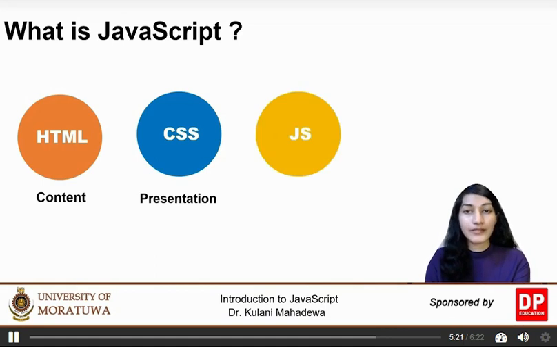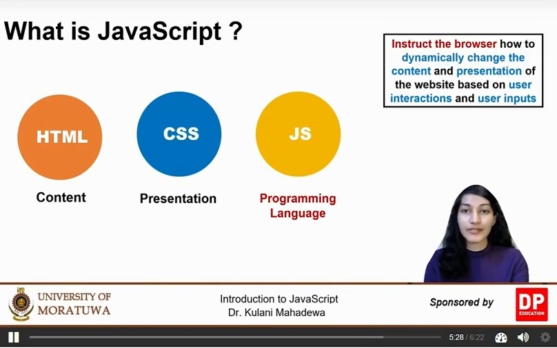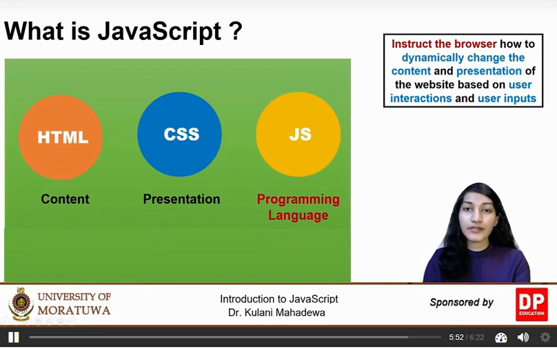So, what is JavaScript? It is the programming language of the web. That means it provides a set of rules or instructions to the browser to perform a task based on user interactions or user inputs that will change the content or the presentation of the web page. For example, we can ask the browser to change the background color of an HTML tag when the user clicks on it, like this.